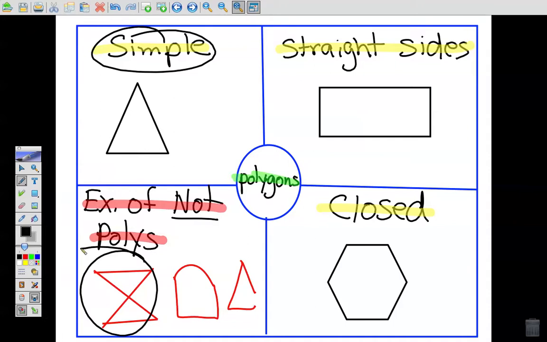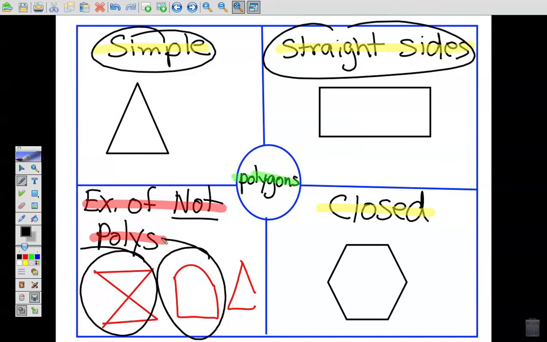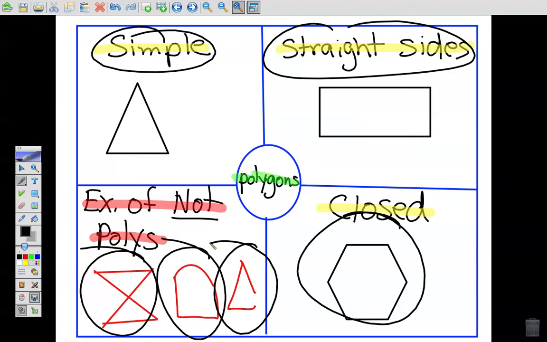No, it's a simple figure. We have to have straight sides. So in other words, down here, notice in that figure, I don't have a straight side at the top there. I've got a rounded side. Can't have that. It's got to be a closed figure. So notice this one right here, everything doesn't connect.